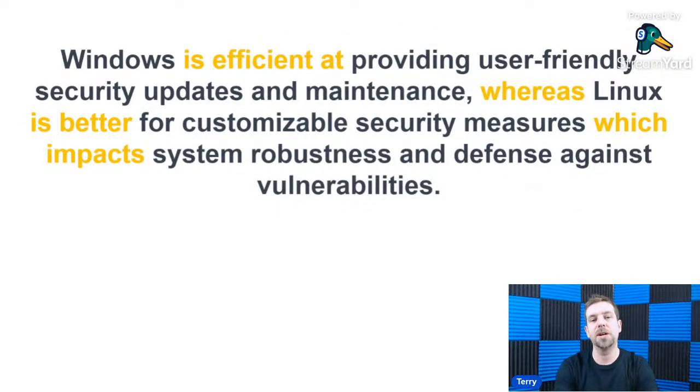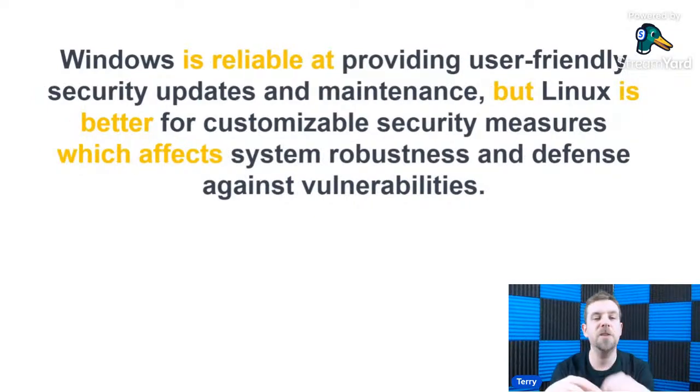So the next example answer is a comparison question with the same structure. Windows is efficient at providing user-friendly security updates and maintenance, whereas Linux is better for customizable security features, which impacts system robustness and defense against vulnerabilities, right? So again, you're looking at building the sentence. Windows is efficient at, whereas Linux is better for, which impacts, okay, affects or impacts system robustness and defense against vulnerabilities.